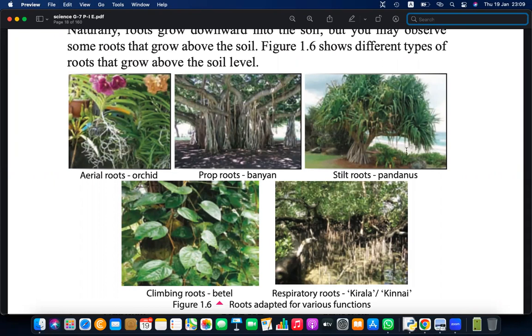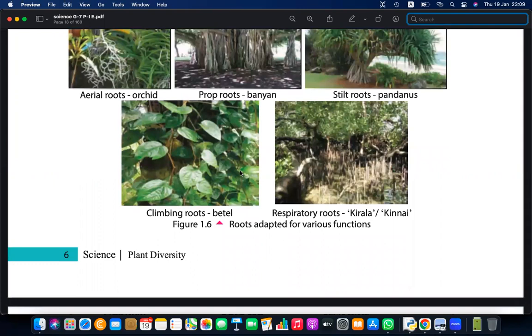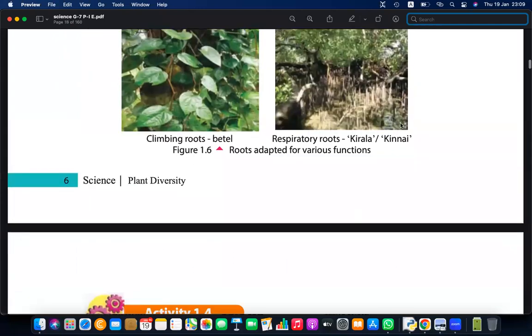These are found in coastal areas mainly, where the plant needs more strength because of the wind and also the soil conditions. And then climbing roots, like in betel and pepper, are there because these plants need some support to climb up to find more sunlight. And respiratory roots, which can do respiration, are also there in the coastal environment, mainly lagoons and so on.